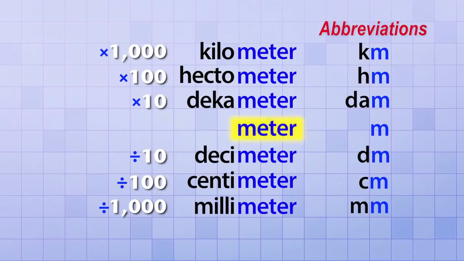There are also abbreviations for each of these units to make writing them down a lot more convenient. A meter is just abbreviated as m, and then you put other letters in front of that for the other units. For example, a kilometer is abbreviated km, while a centimeter is abbreviated cm.